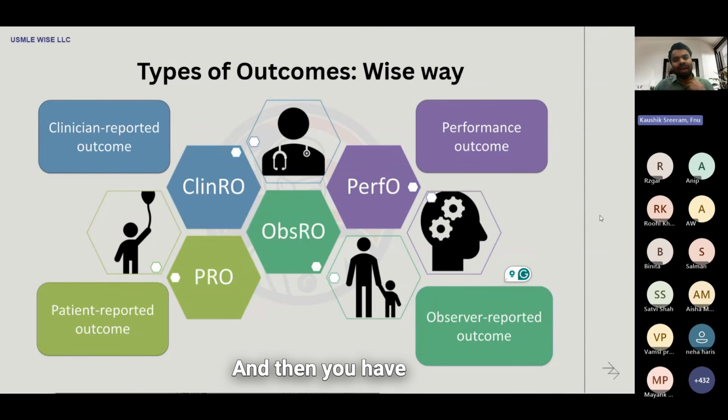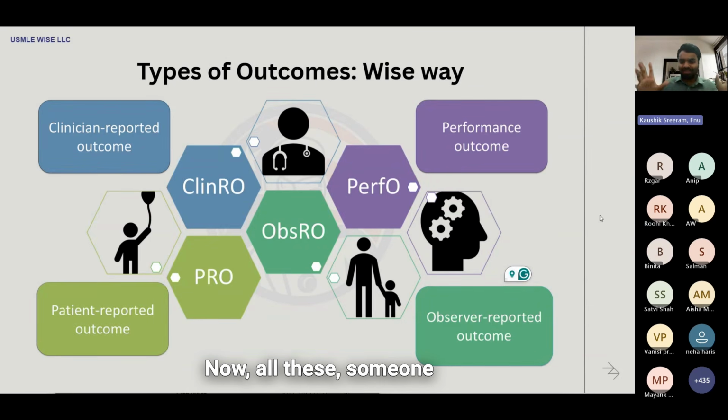And then you have something called a performance outcome measure. So what does performance mean? Let's say I want to figure out the strength of the individual, right? I ask them to lift a 1 kg dumbbell, or I ask him to perform some activities. Based on his performance, I'm going to grade his activity. So that becomes your performance outcome measures.